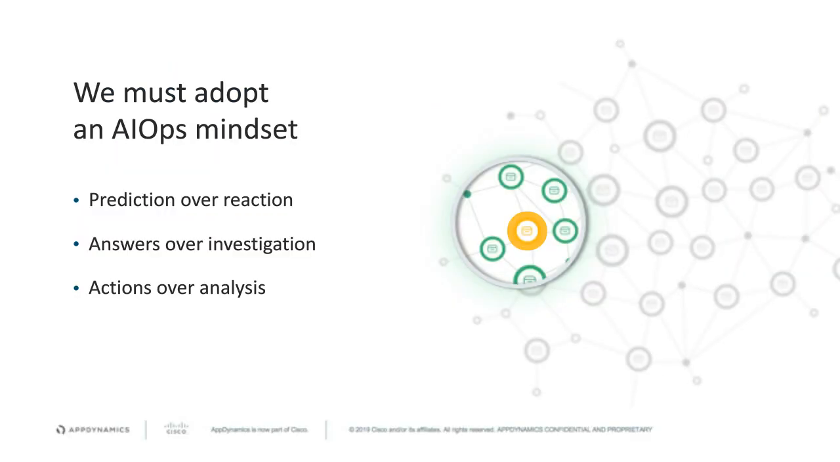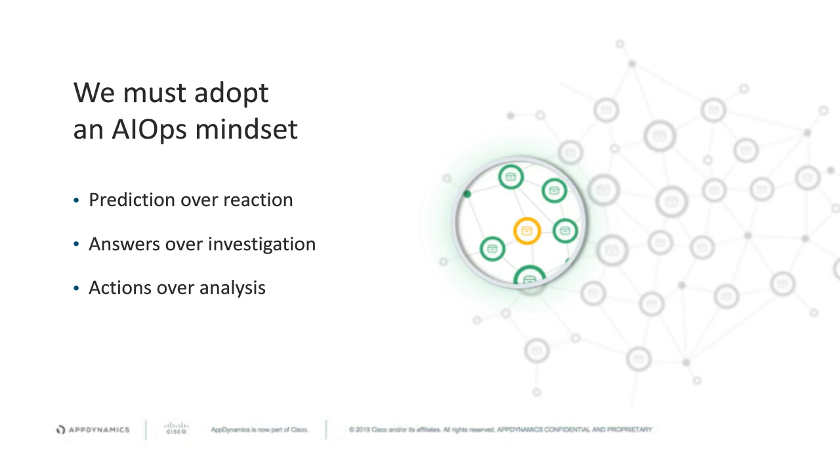So we would like to introduce the AIOps mindset. We must adopt the AIOps mindset, which means using artificial intelligence and machine learning to derive real-time insights, trigger actioning systems, and automate operations. It's a philosophy that values prediction over reaction, answers over investigation, and action over analysis. And much like we experienced with DevOps, AIOps will require a cultural change within the organization to drive agility.